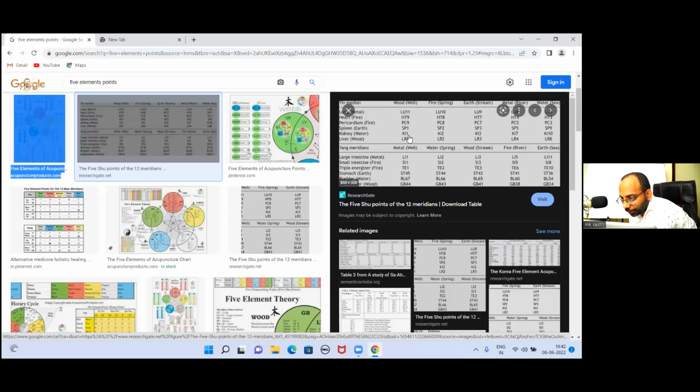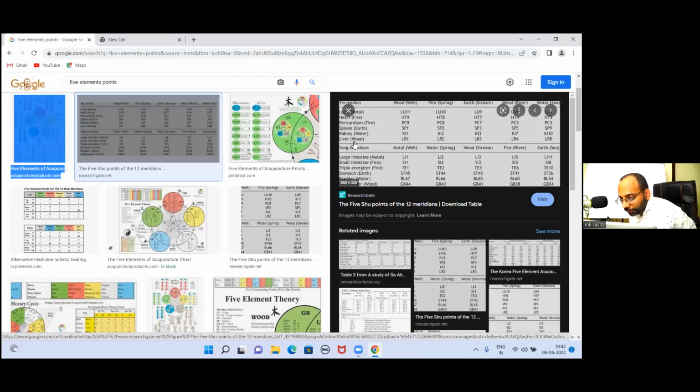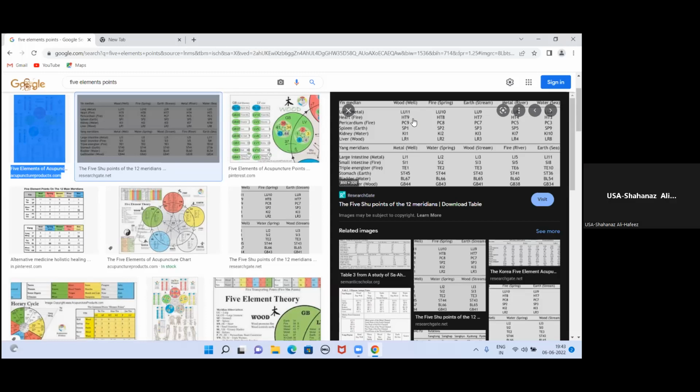So, how many points are here? 1, 2, 3, 4, 5, 6. 6 into 6, sorry, 36. 1, 2, 3, no, 24. 6 5s are 30. Yeah, sorry, 30 points. We are going to use 30 points. How many? That's 30 points. Clear? Up to now, things are clear to you?